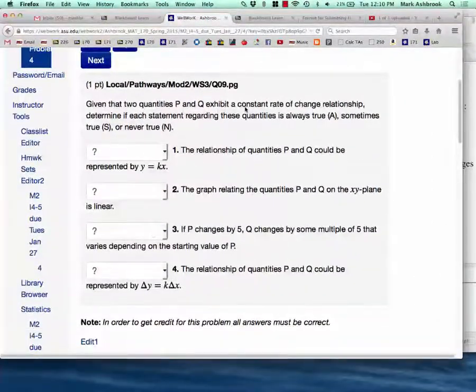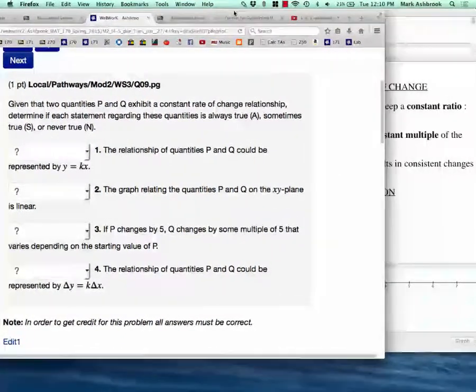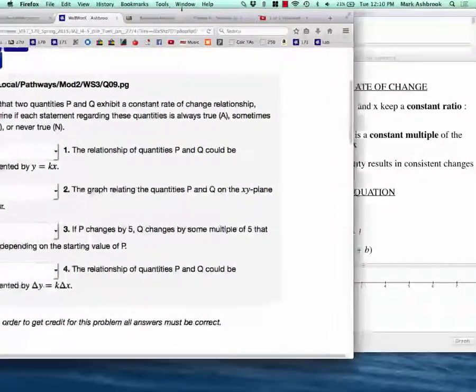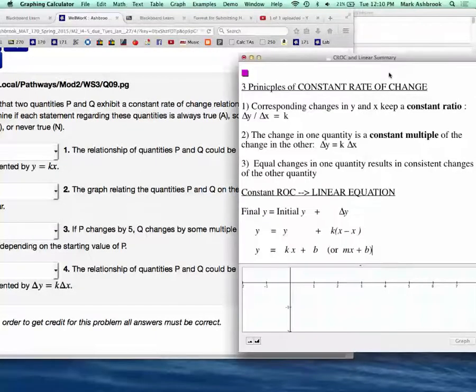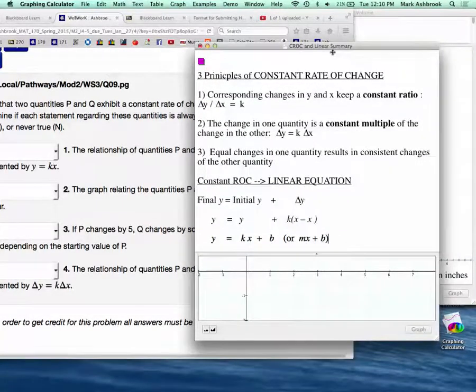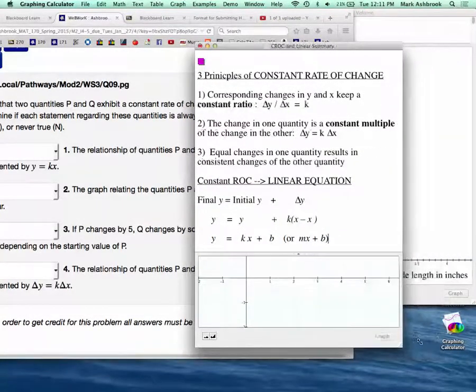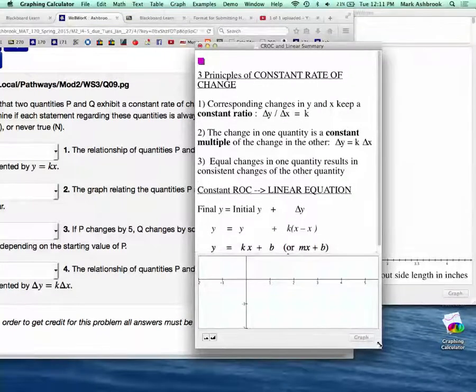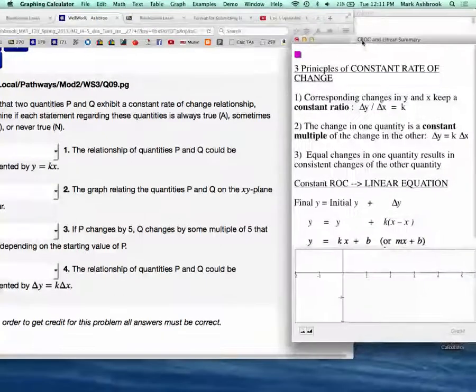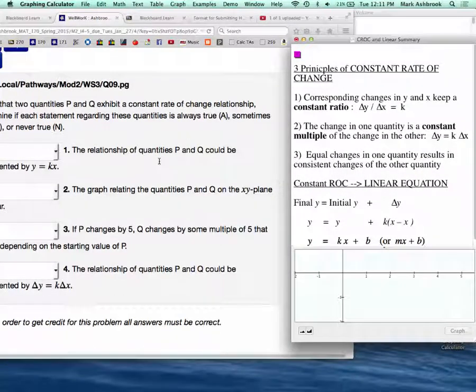Okay, so now that we've gone through that whole thing, we want to use that to talk about this. There we go. So keep this on the side, right? This is our foundation here. So the relationships of quantities P and Q could be y equals kx. So now we're talking about how you write the equation of the line y equals kx.